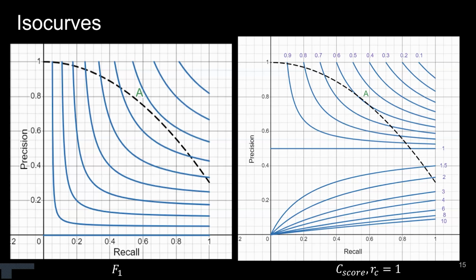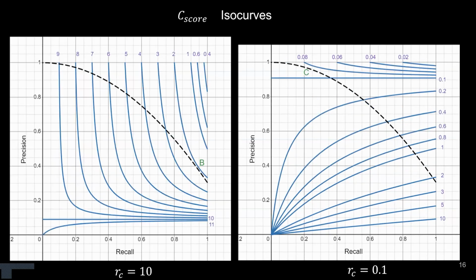So this is for a cost ratio of 1. So we're giving equal importance to false positives and false negatives. Here we are changing the cost ratio. The cost ratio is the ratio of cost of false negatives to false positives. So cost ratio being 10 means we are giving more importance to false negatives.